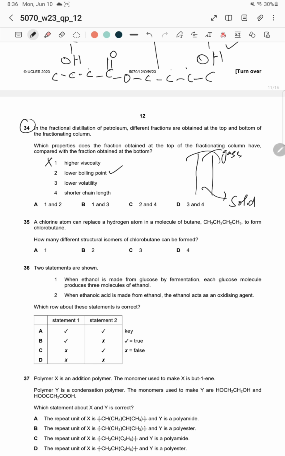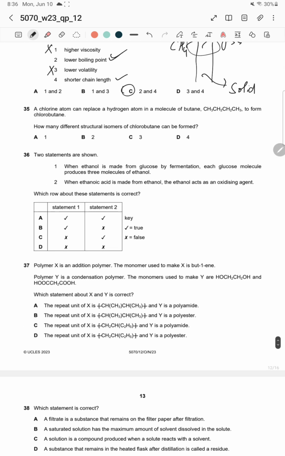So the fraction at the top has shorter chain length, like methane, lower hydrocarbons are present there, and they have the low boiling point. And they have high volatility, they can't have the lower volatility, and they have low viscosity. Viscosity is the hindrance in the flow of a liquid, so that is not applicable here. So 2 and 4 are the right options.